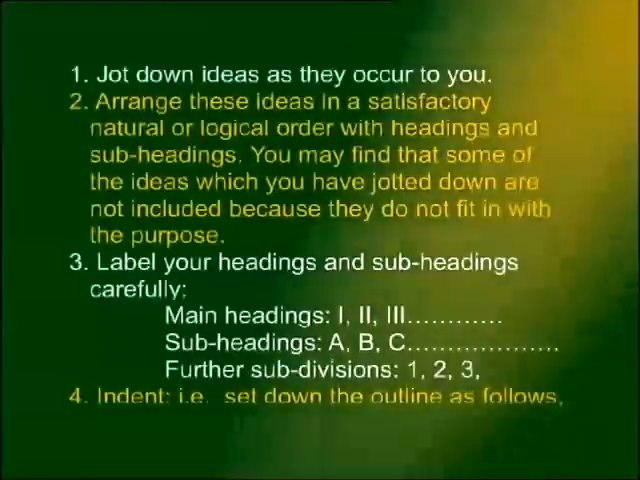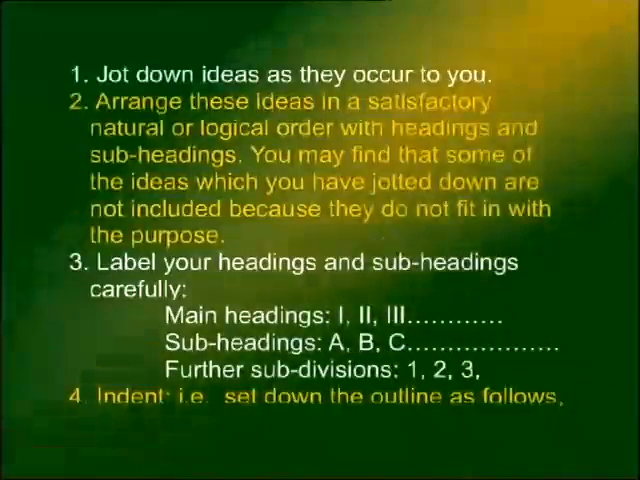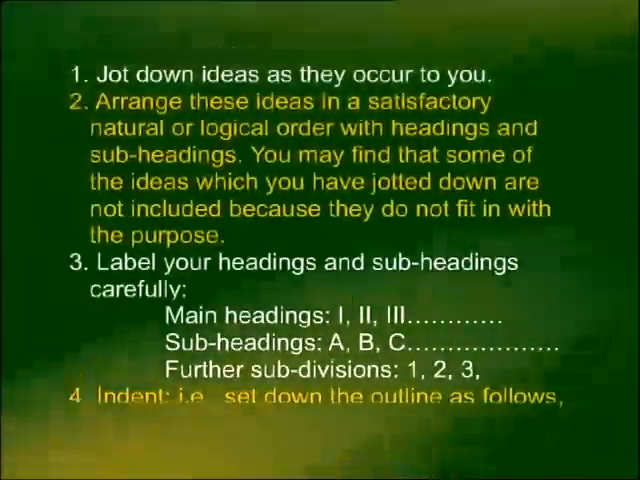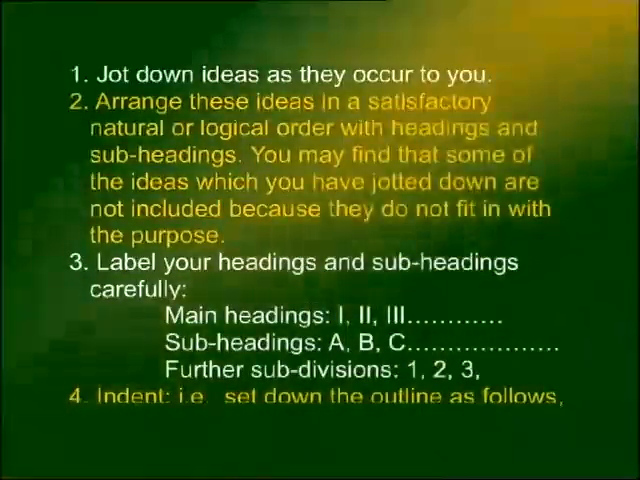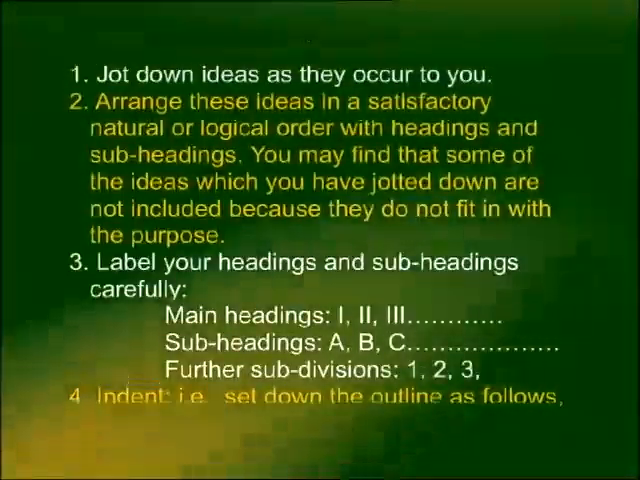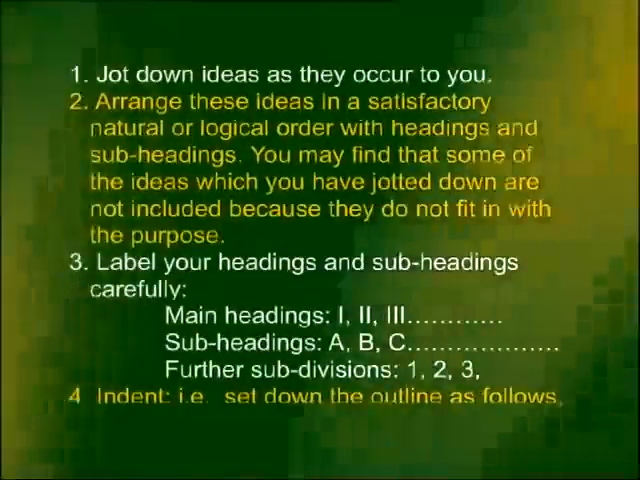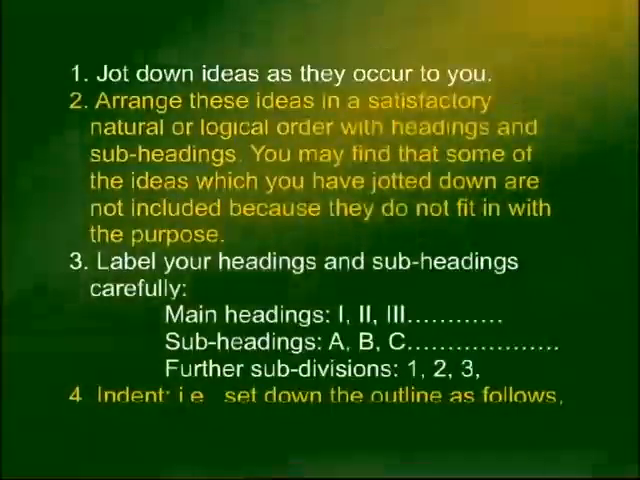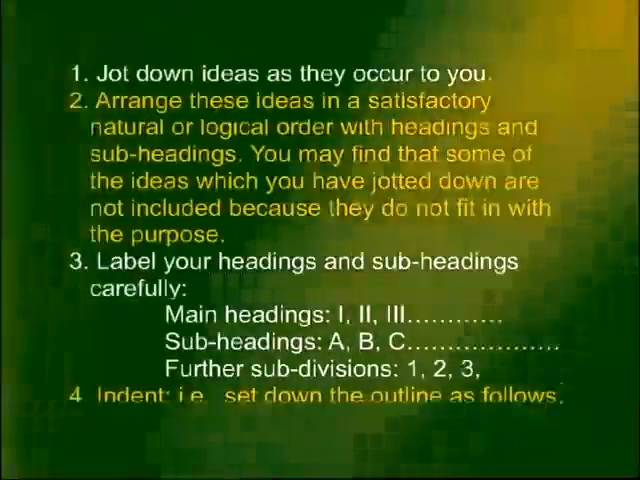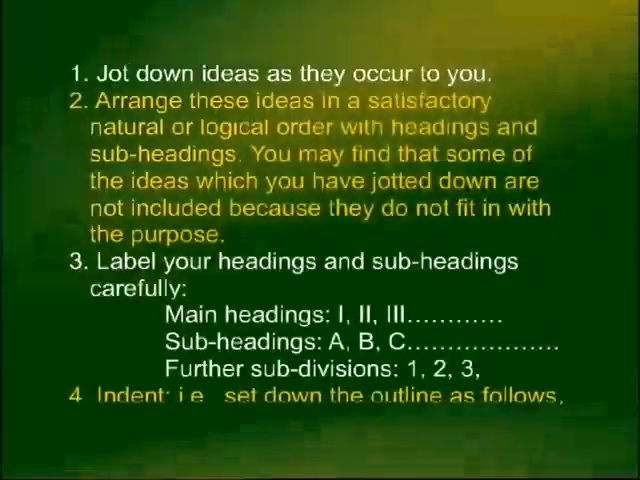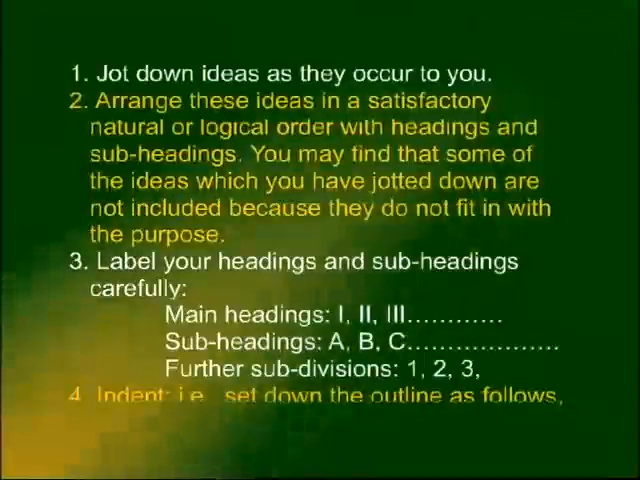Notice on your screen that when you want to make an outline, just jot down the ideas as they occur to you. That's the first step. The next is that you arrange these ideas in a satisfactory manner, which could be natural or logical order, with headings and subheadings. You may find that some of the ideas which you have jotted down are not included because you realize later on that they do not fit in with your purpose.